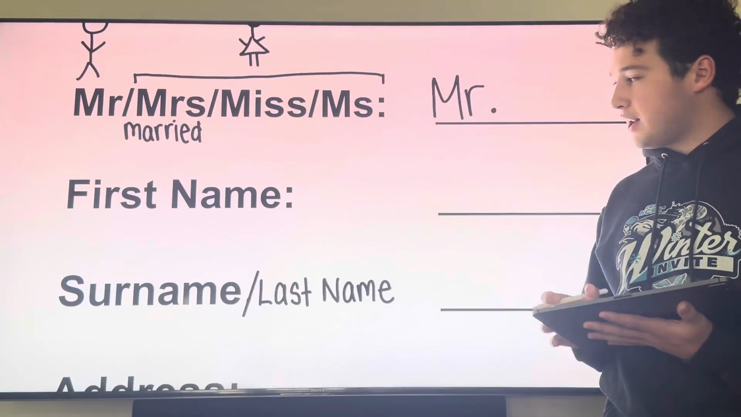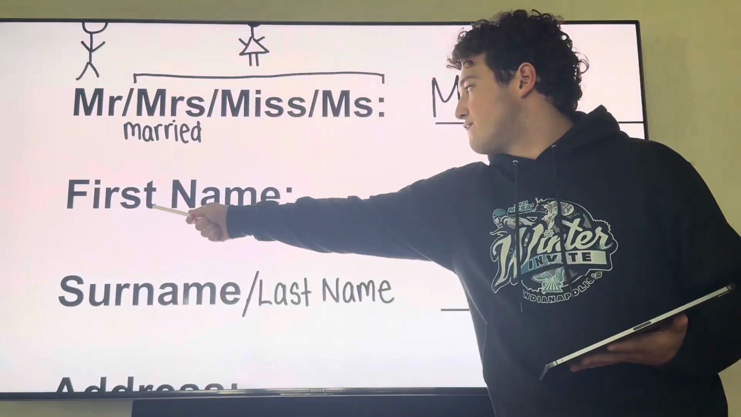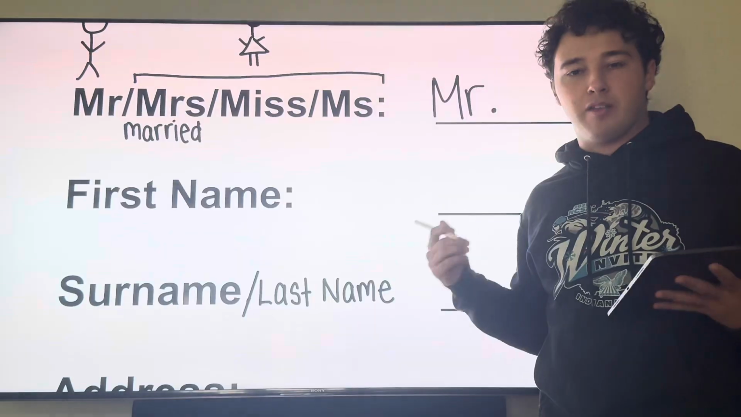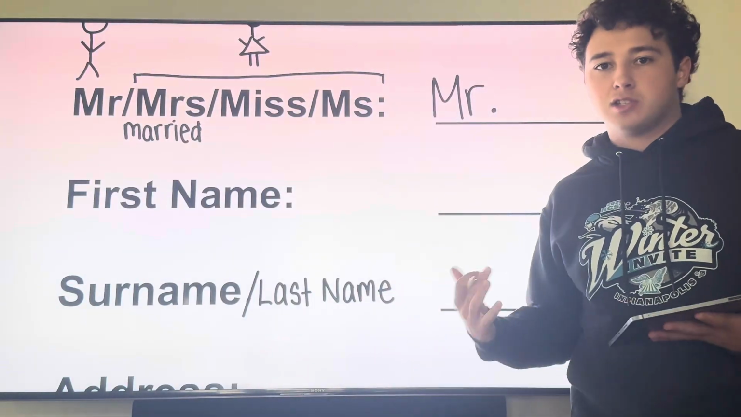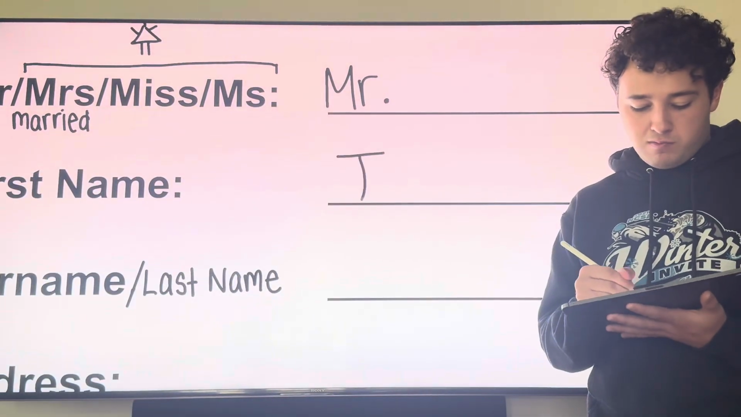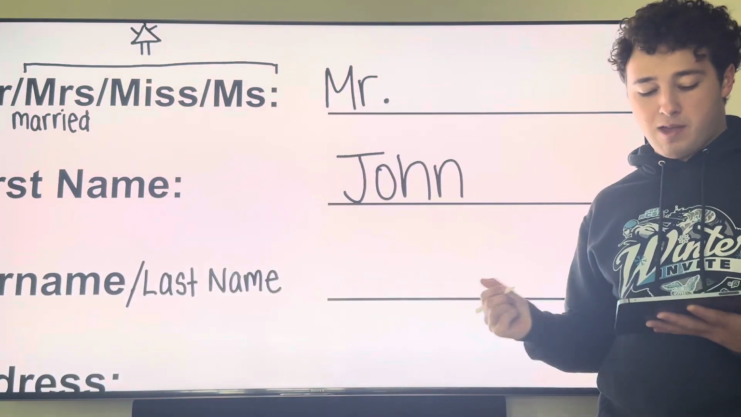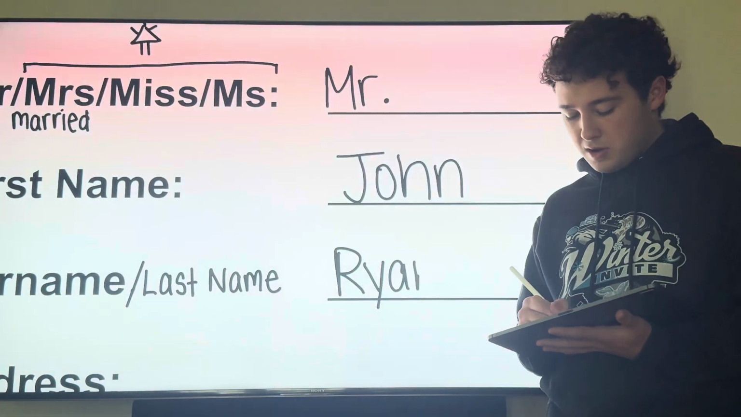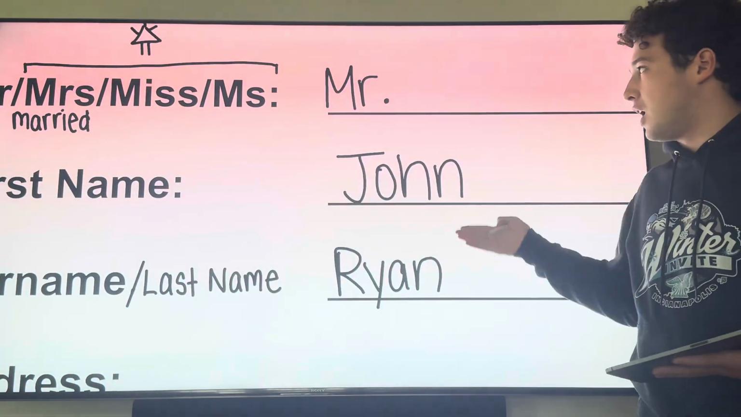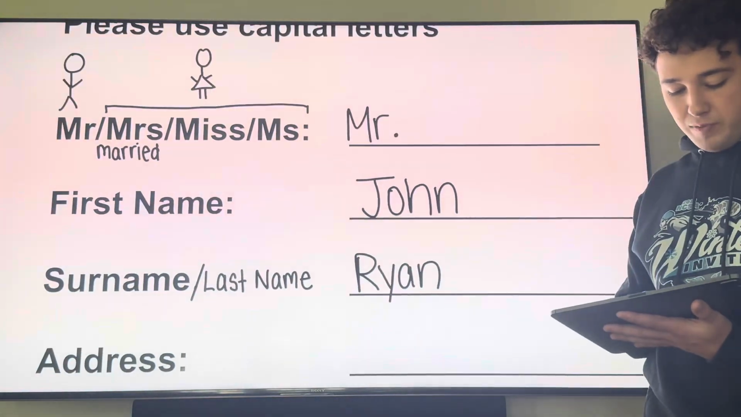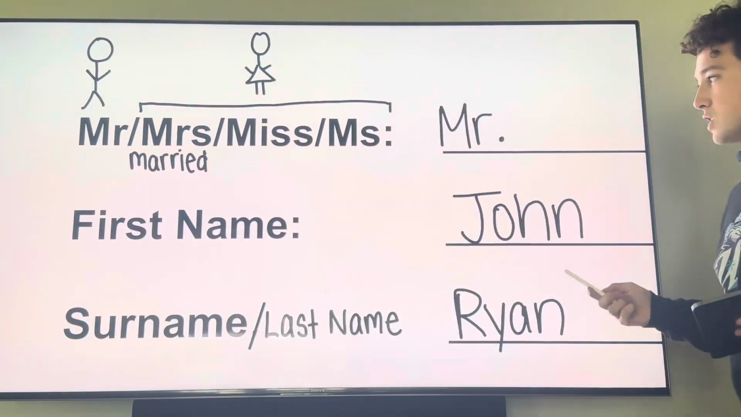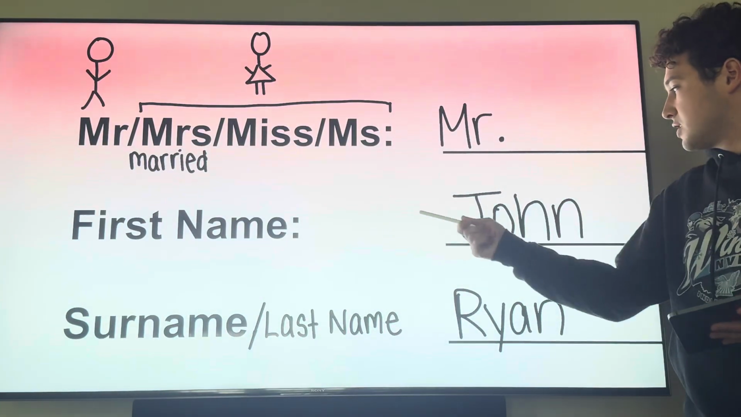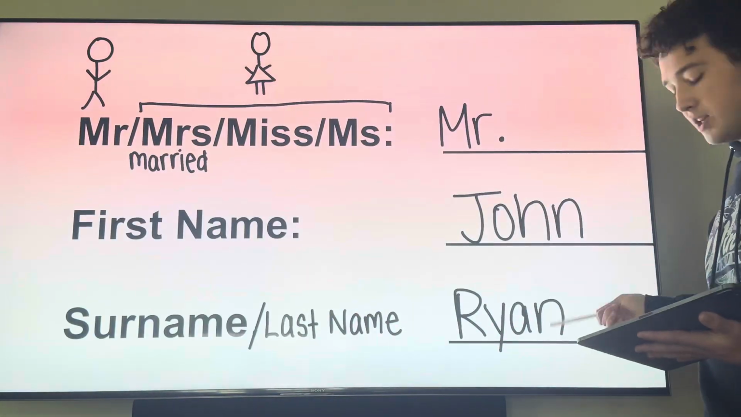Okay, so then it asks for probably the most important bits here, first name and surname or last name. So your first name, of course, is just your name. So a first name could be John, and then your last name, maybe it's Ryan. So we'll be filling out this form for someone named John, Mr. John Ryan. So Mr. John Ryan would have his first parts like this. His prefix is Mr. as he identifies as male. His first name is John, and his last name is Ryan.